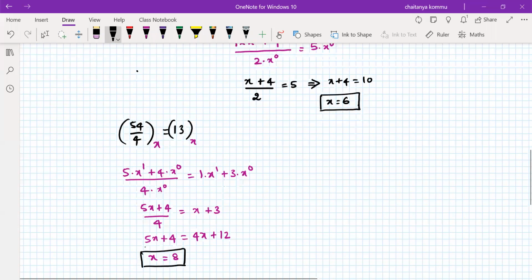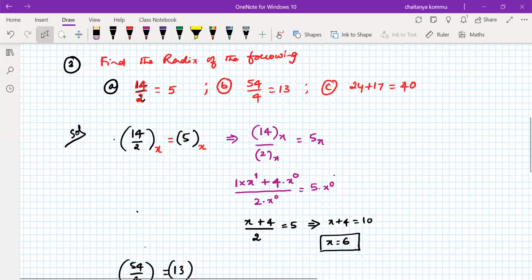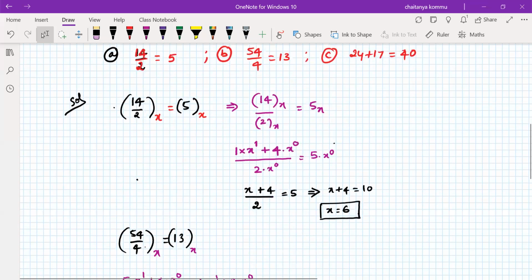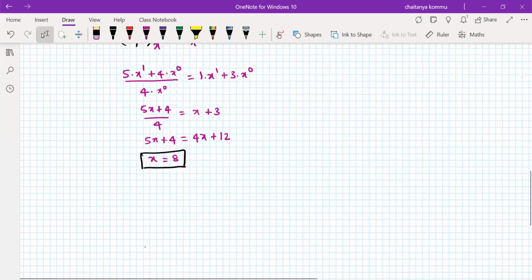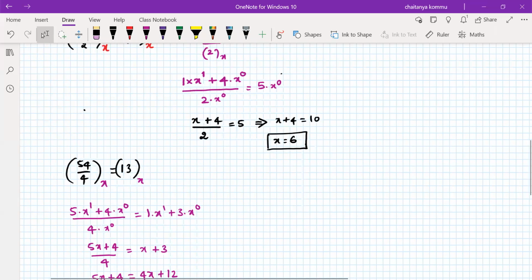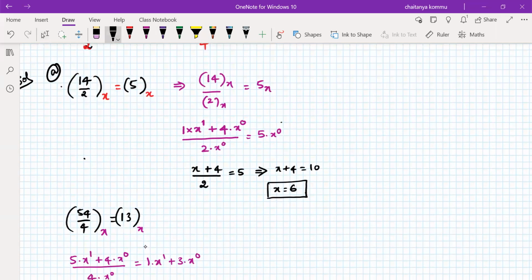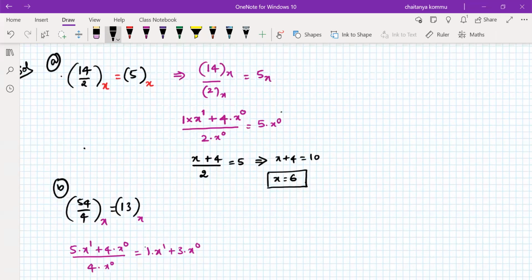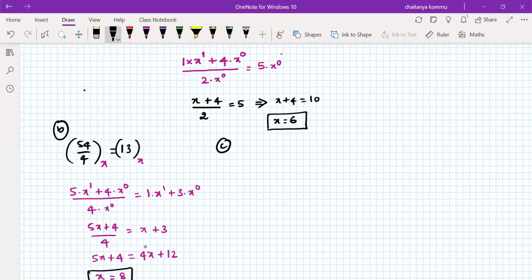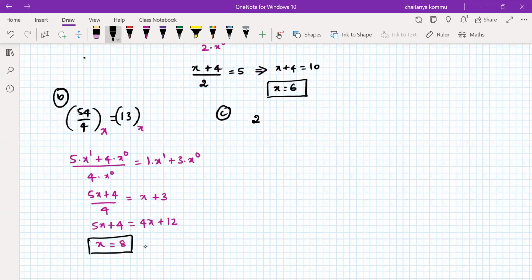If you are using radix 8, then only is 54 divided by 4 equal to 13 possible. Okay, let us go for 24 plus 17 is equal to 40. I will write it here. This is the A part, this is the B part, and the C part is 24 plus 17 is equal to 40.